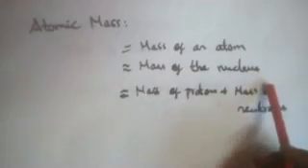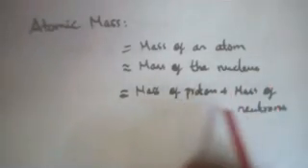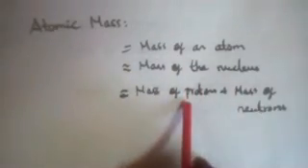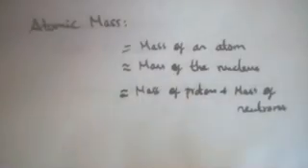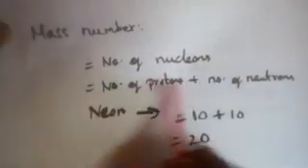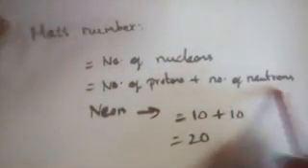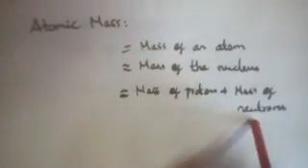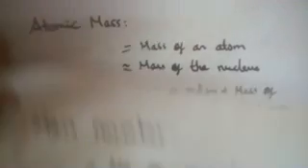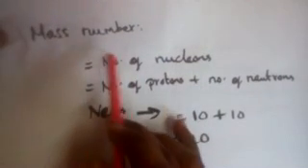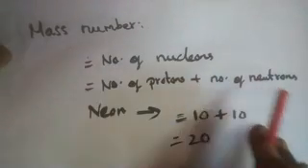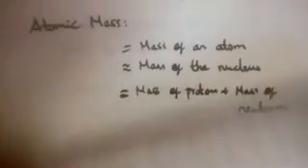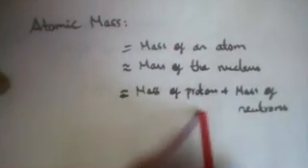So what will be inside the nucleus? Protons and neutrons. Therefore the mass of the nucleus is equal to the mass of protons plus the mass of neutrons. Now compare this. Mass number is the number of protons plus the number of neutrons, and atomic mass is the mass of protons plus the mass of neutrons. Most of the time they are the same in value. Value wise they are the same, but mass number has no unit, and atomic mass has the unit U.